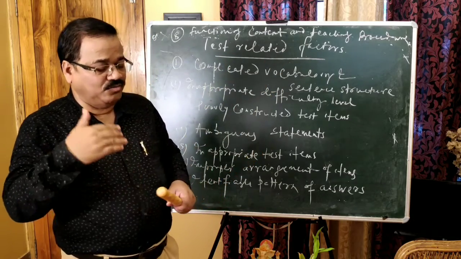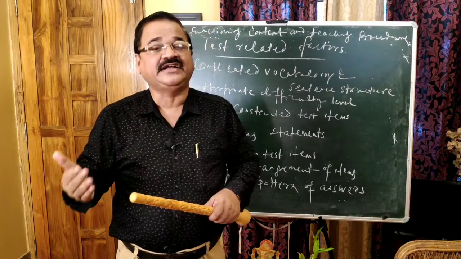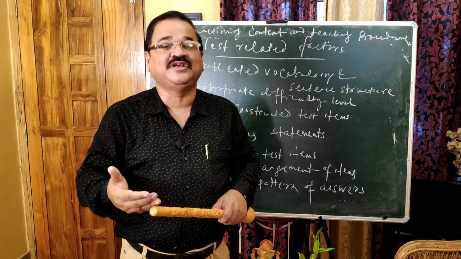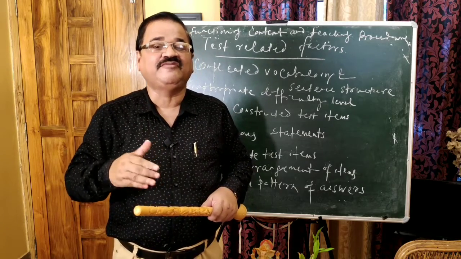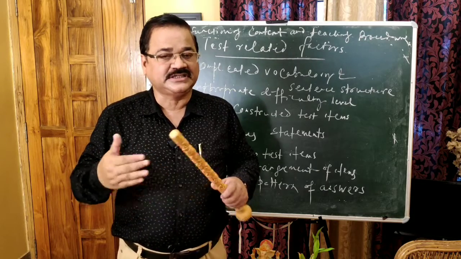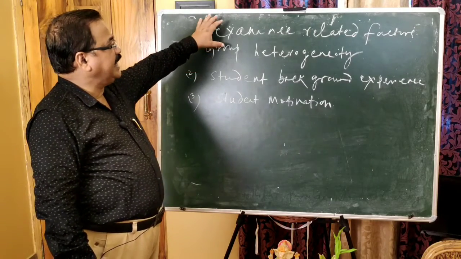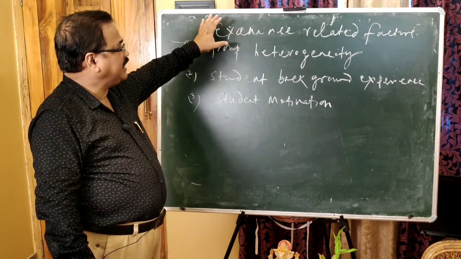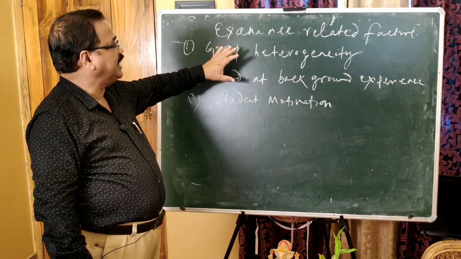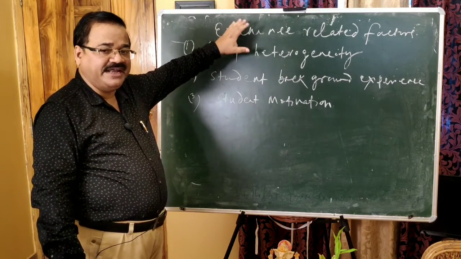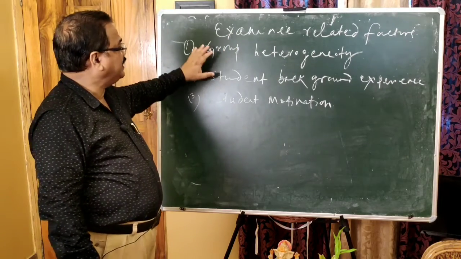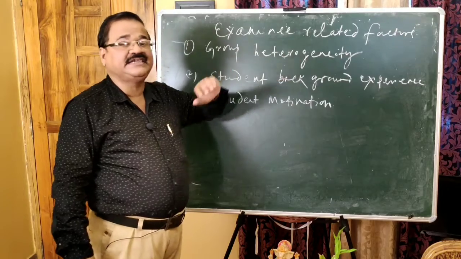Now we will move to the examinee related factors. Students or candidates who are appearing at the examination, they are having some problems. If some problems lie with them, it will affect reliability as well as validity. So let us discuss the examinee related factors. So now come to the second aspect, that is examinee related factors. What are the factors that relate to the candidates, the students, the examinees who are appearing at the test, appearing at the examination? The first one is group heterogeneity.